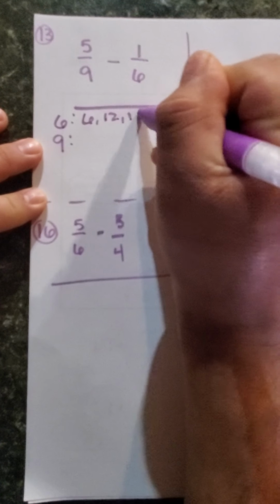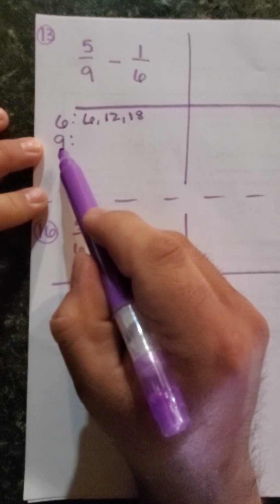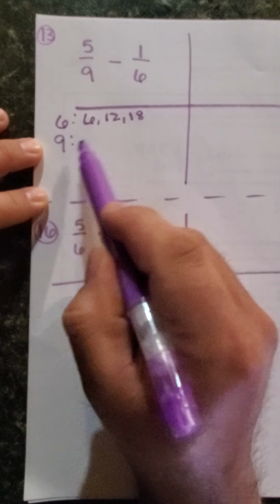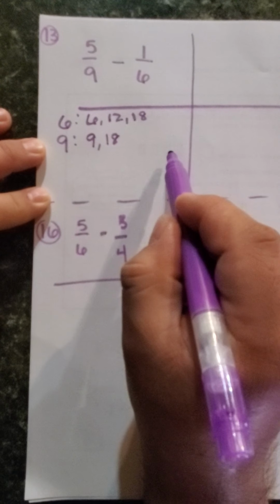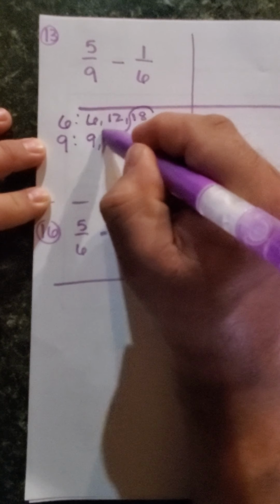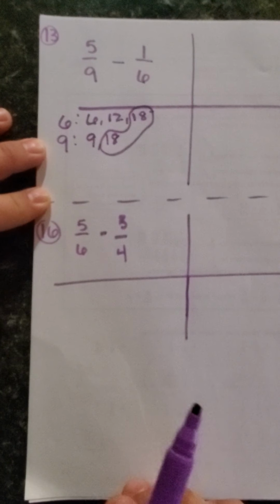Okay, so I have 6, 12, 18. I'm going to stop there because I automatically know, me knowing my 9s, it's going to go into 18. I don't have to keep writing this out, okay? I already found my least common multiple here.